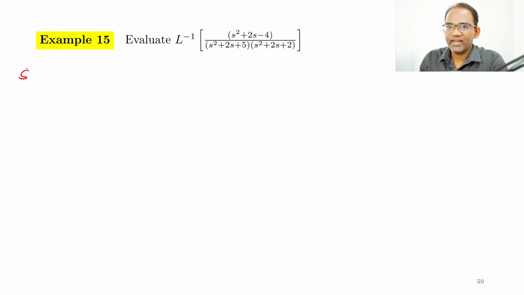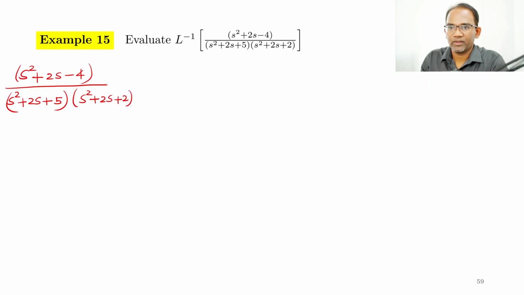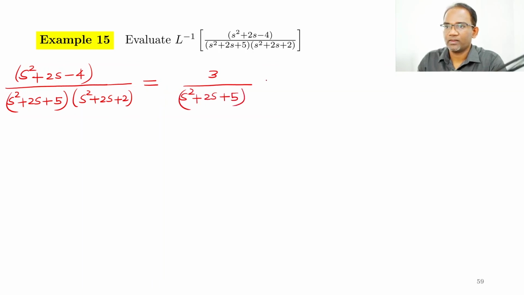Now we can rewrite this as (s² + 2s − 4) over (s² + 2s + 5) times (s² + 2s + 2). This is equal to 3 over (s² + 2s + 5), then minus 2 divided by (s² + 2s + 2).